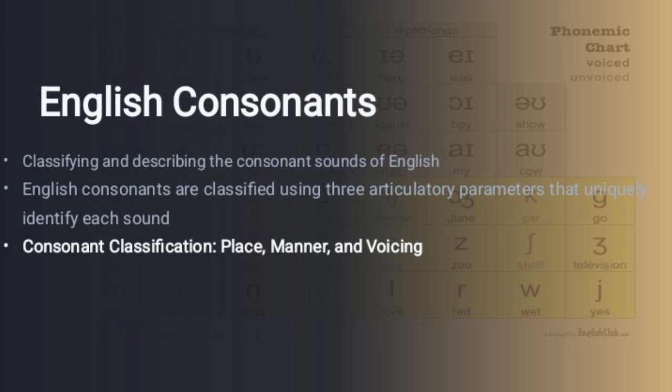So quickly, we talk about our consonants in English. Consonants generally are sounds that are produced with some form of obstruction to airflow and, in most cases, contact of articulators. And they are classified using three main parameters: the place of articulation, the manner of articulation, and voicing.